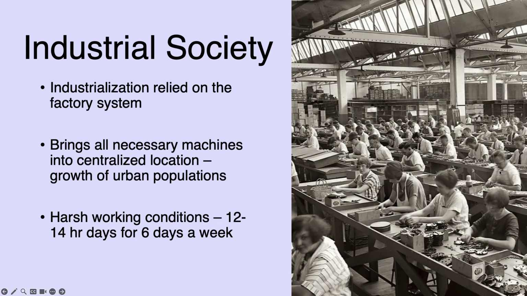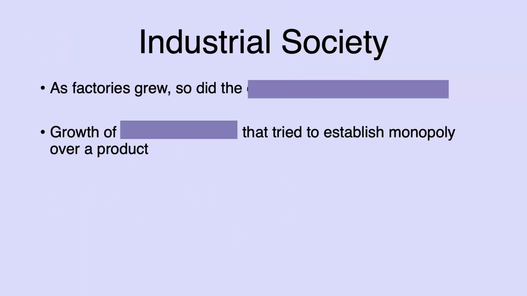And you can see in this image, this is an image from a 19th century factory. You can see they're all lined up. Each of the employees has their boxes of materials that they're working with, and they're really expected to be churning out at as high a volume as they possibly can.